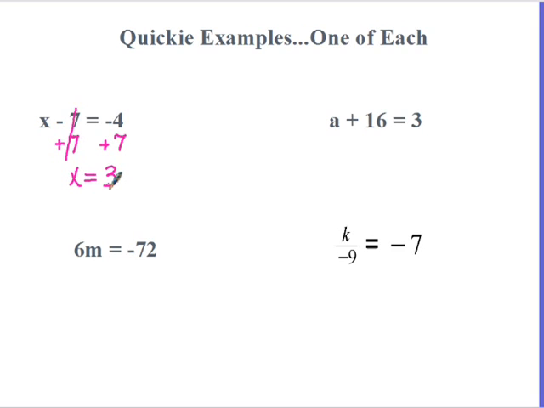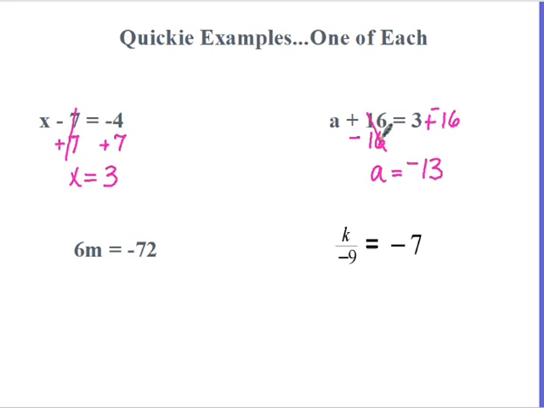A plus 16 equals positive 3. I want to get this 16 to become 0, so I'm going to subtract 16 from each side. I often find it easier to write subtraction horizontally. These 16's disappear, and therefore A equals 3 minus 16, or 3 plus negative 16, which is negative 13. Quick check, negative 13 plus 16 will equal positive 3.